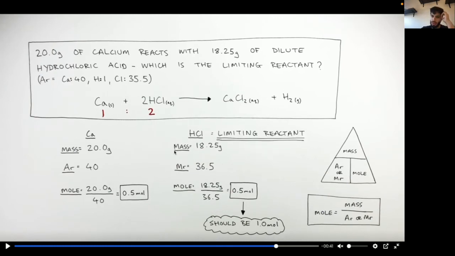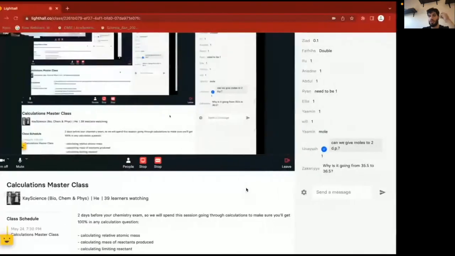So all you do in this, you calculate the moles, and then you look at the ratio and think, if that's 0.5 moles and the ratio is 1 to 2, that should be double this. Or the other way of looking at it is, if that's 0.5 moles and the ratio is 2 to 1, this should be half the number of this.